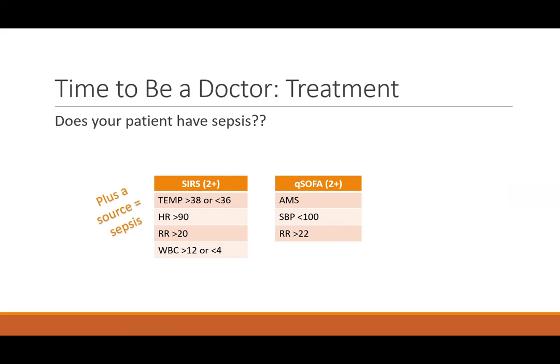Since then, we've moved more towards the qSOFA, which stands for quick sequential organ failure assessment, and the Q stands for quick. So this can be the quick screening tool that you use. If your patient is altered, hypotensive with a systolic of less than 100, or tachypneic with a respiratory rate of greater than 22, and they have 2 of these 3, they are considered positive on the qSOFA, and this should trigger a more robust look for why they are septic, and then potentially consider filling out the full SOFA questionnaire.